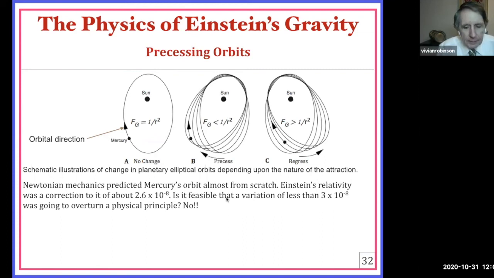Newtonian mechanics predicts Mercury's orbit almost from scratch. Einstein's relativity was a correction of about 2.6 times 10 to the minus 8. Is it feasible that a variation of less than 3 times 10 to the minus 8 was going to totally reverse a physical principle? I don't think so. I mean, physically proving otherwise would make rather interesting viewing.